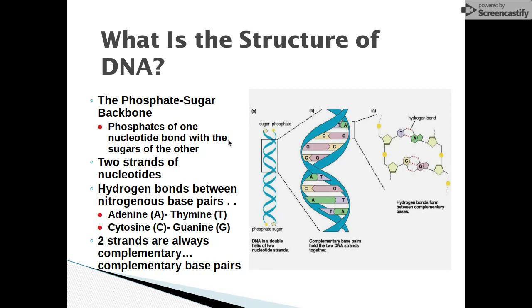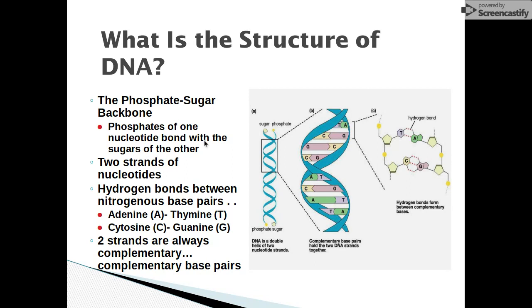Then we also see that there are two strands. This is a double-stranded structure, which is why it's a double helix. And then those nitrogenous bases are bonded together, kind of forming the rungs of this twisted ladder. And they are formed through hydrogen bonds. Okay, so again, another time that we see hydrogen bonds are really important.